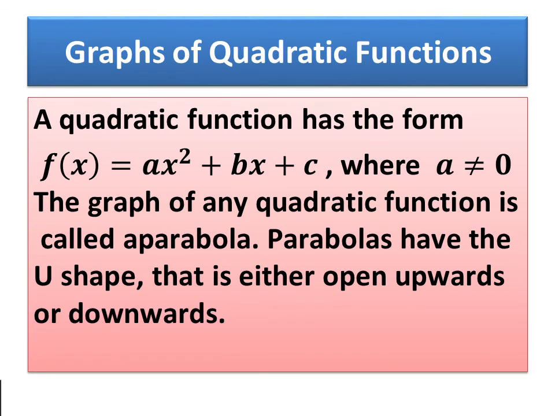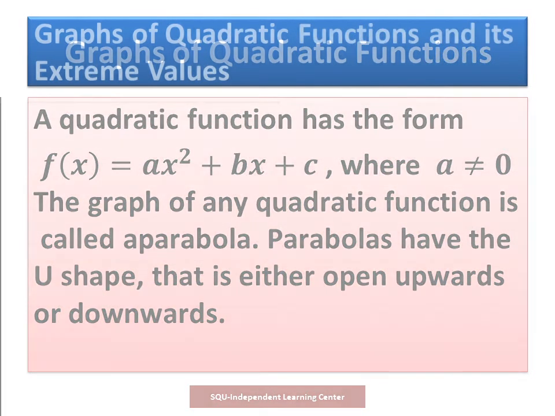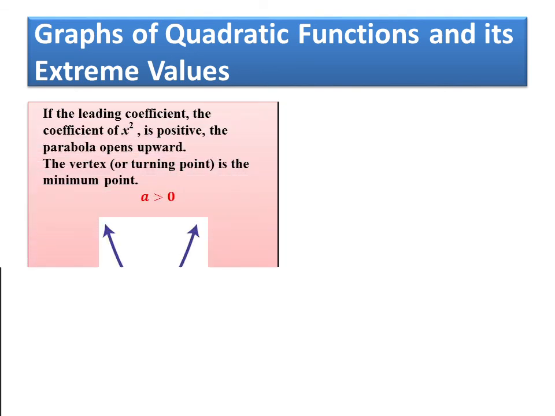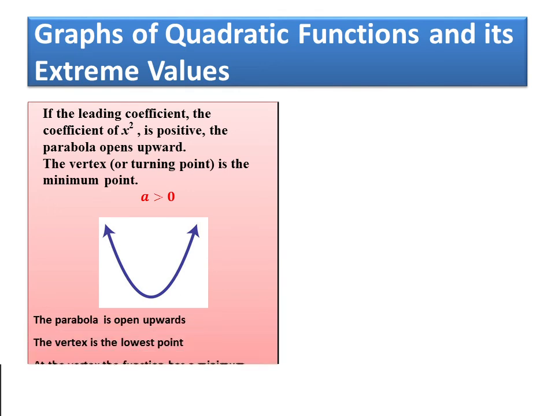Parabolas usually are U-shaped, and in our case for f(x), we either have this U-shape open upwards or open downwards. This depends on the coefficient of the leading term, a. So, if we have the leading coefficient, meaning the coefficient of x², positive, the parabola will be open upwards, as we see on the figure to the left-hand side. The vertex in this case, or sometimes it's called the turning point, is the lowest point in the graph.